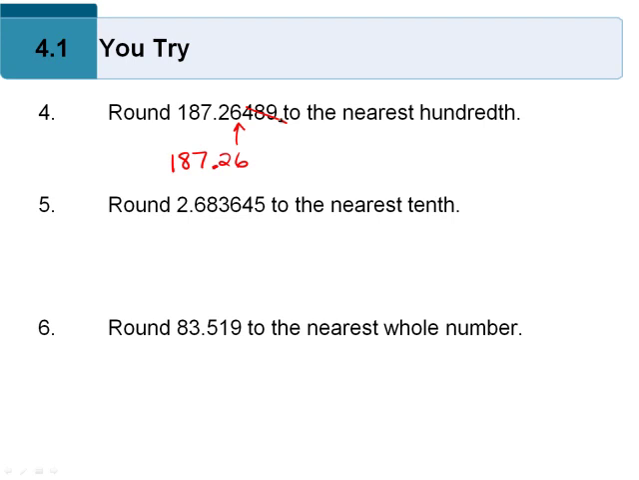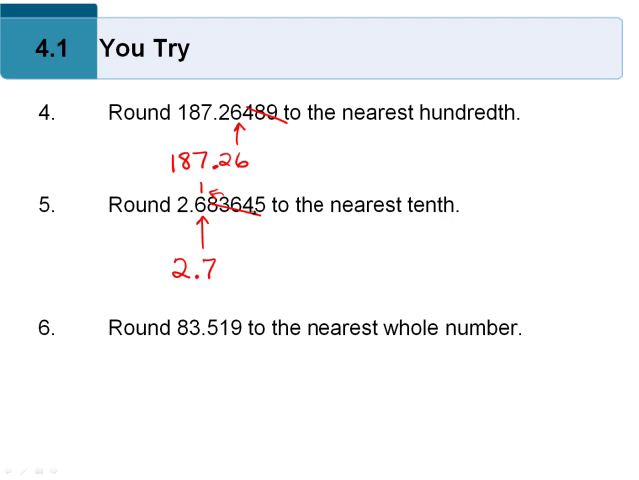Number 5, round 2.683645, good grief, to the nearest tenth. So the 6, this first 6 here after the decimal point, is in the tenths place. The 8 is going to round that up, so I add 1. 1 and 6 is 7. Bring down the decimal point and the 2, and everything else drops off.